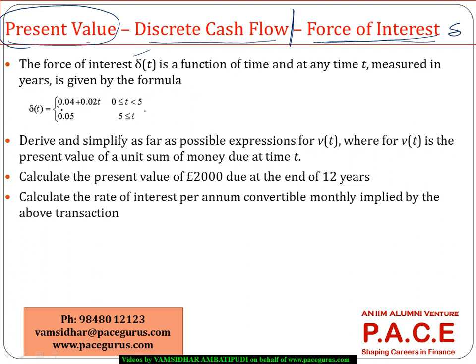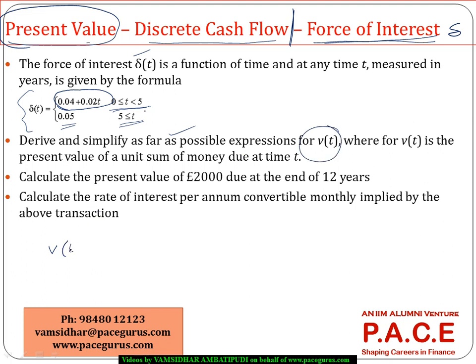So which follows this particular form between 0 to 5 years, and if my investment is for more than 5 years, the delta t is constant. So if I have to convert this delta t to V form, derive and simplify as far as possible the expression for V of t.